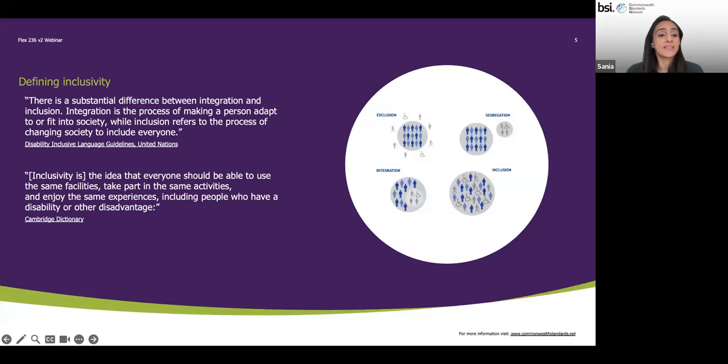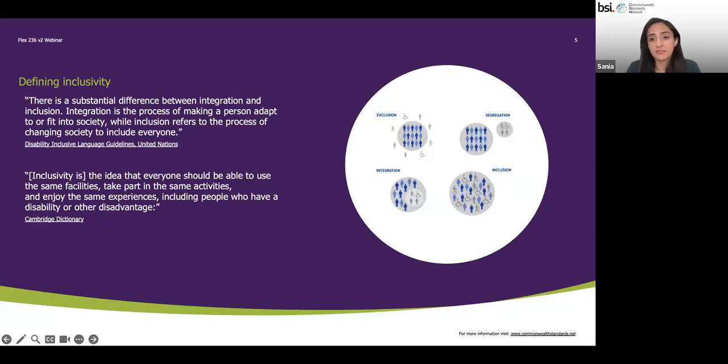So there is a substantial difference between integration and inclusion. Integration is the process of making a person adapt to or fit into society, whereas inclusion refers to the process of changing society to include every individual. Then from the Cambridge Dictionary, inclusivity is the idea that everyone should be able to use the same facilities, take part in the same activities, and enjoy the same experiences, including people who have a disability or other disadvantage.